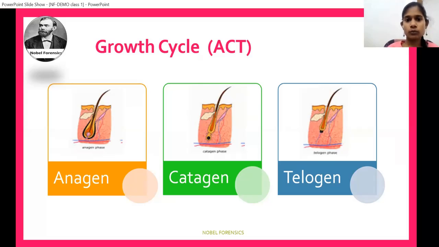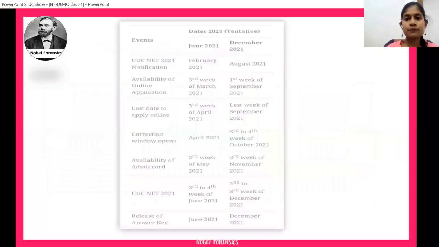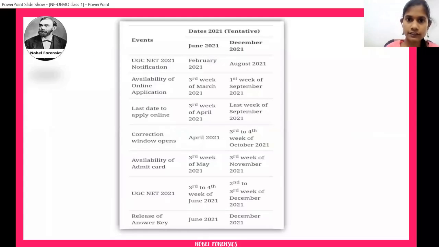And this is the demo session. I added a few topics from the syllabus. Then I found somewhere the tentative dates of UGC NET 2021. They added June 2021 dates and also December 2021 dates. According to these tentative dates, the exam could be in the 3rd and 4th week of June 2021. So just assume it is in the first week of June only.